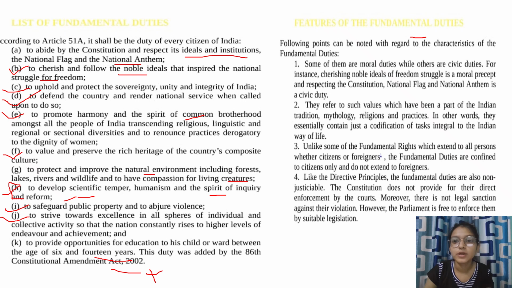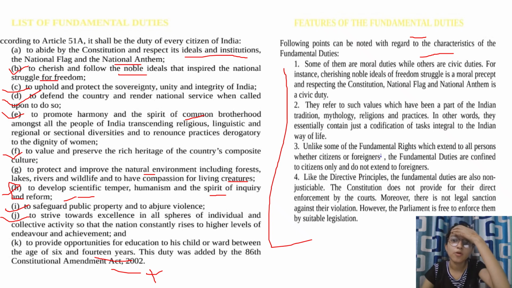The following points can be noted with regard to the characteristics of the fundamental duties. If the question comes as features or characteristics, you can answer with the same points because they mean the same thing. Some of them are moral duties while others are civic duties. Some of them are moral duties, for example, having compassion for living creatures and maintaining brotherhood. And civic duties are, for example, respecting our flag and the national anthem. So these are civic duties.